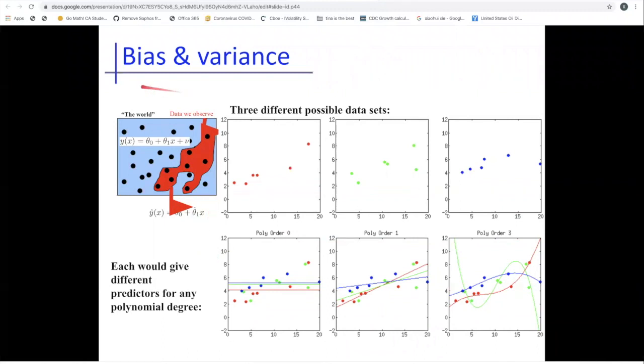However, there's another kind of attribute we need to think about here. This is the bias. You can see that because the first order and the zero order polynomial here are more constrained than the third order polynomials, because you can think about it, they are a subset of the functional space of the third order polynomials. As a result of that, those models are more biased than the high order polynomials.